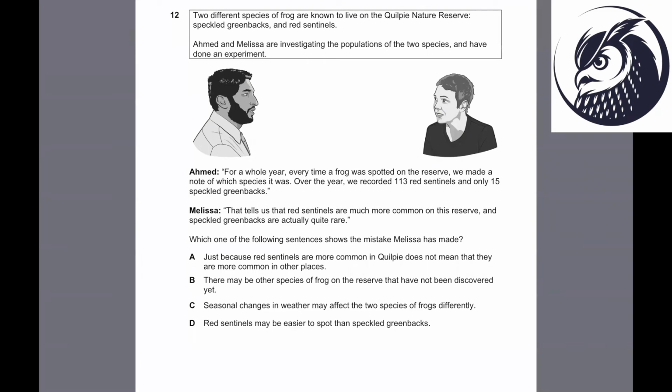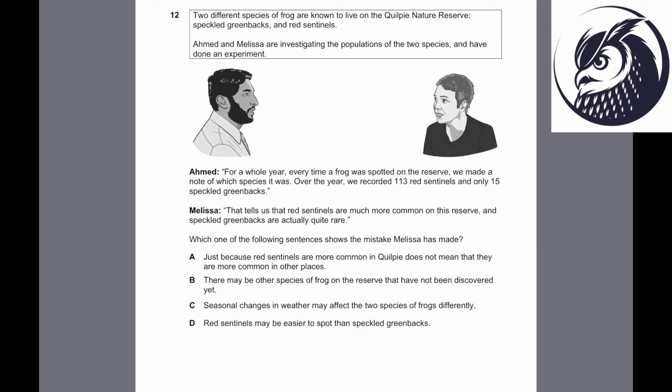So let's have a look. Ahmed says, for a whole year, every time a frog was spotted on the reserve, we made a note of which species it was. Over the year, we recorded 113 red sentinels and only 15 speckled greenbacks. And then Melissa says, this tells us that red sentinels are much more common on this reserve and speckled greenbacks are quite rare. Which one of the following sentences shows the mistake that Melissa has made?